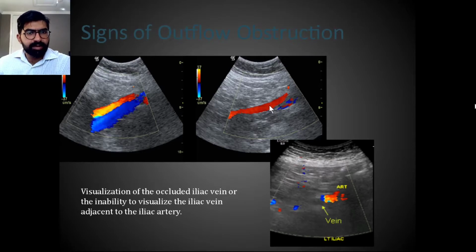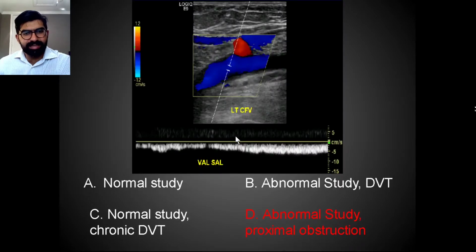Another sign is if you actually end up looking more proximally, you will see that there is, unlike a normal system where you have the artery and the vein, sometimes you'll see the artery, but you won't really see the vein. So an inability to visualize the proximal vein obviously is a very obvious sign of outflow obstruction. Finally, the one thing that really sets this apart is the fact that you have continuous flow here, okay?